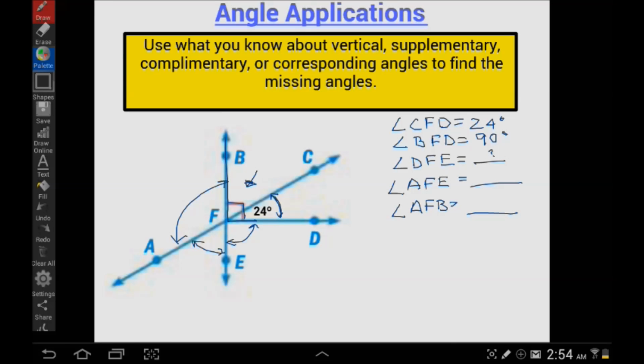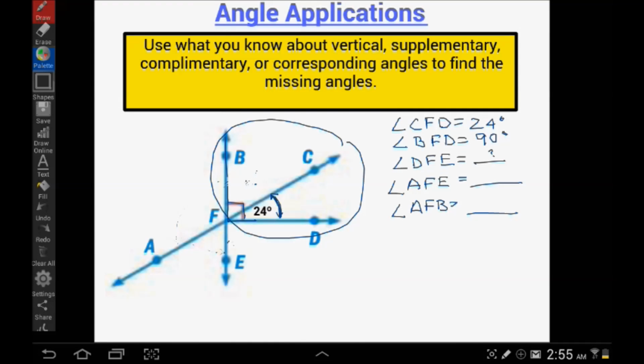Okay, so where do we start? That's usually a good question, and a very common question when you're doing problems like this is, where do you start? There's a lot of missing information. There's a lot of missing angles, I should really say. It may seem like you don't have enough, but you do. Okay, so let's start in this region of this figure right here.